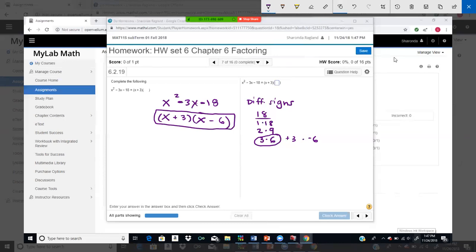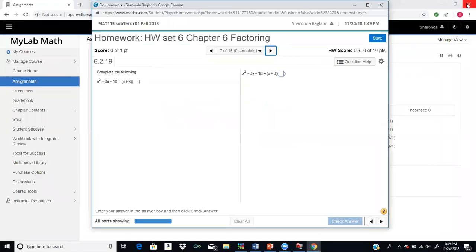Okay. Good. And the reason why you're factoring is because when you solve these quadratic equations, factoring is one of the methods that you may be able to use when solving nonlinear equations, specifically quadratic.